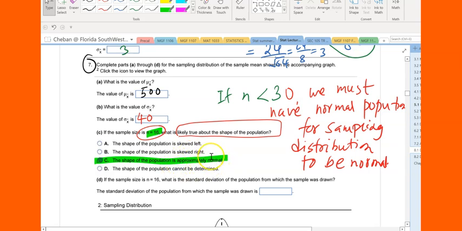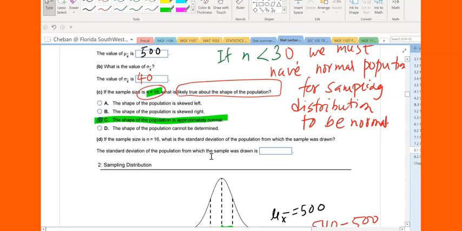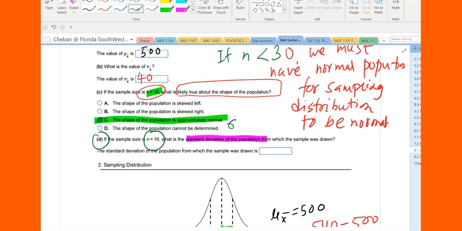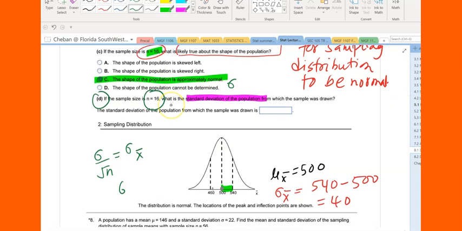Part D, if the sample size is 16, what is the standard deviation of the population from which the sample is drawn? Standard deviation of the population, we are looking for sigma here. Okay, what's the formula? Sigma over square root of n equals sigma x bar. That's the formula. Let's put in the values. We don't have sigma, by the way. Square root of n, where n is 16, equals sigma x bar, which is 40.